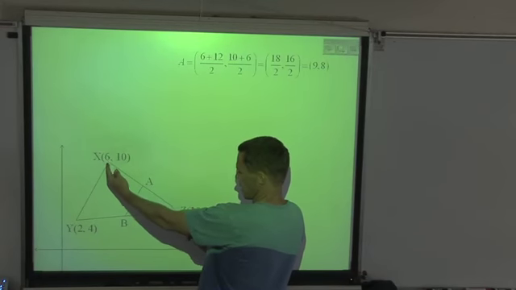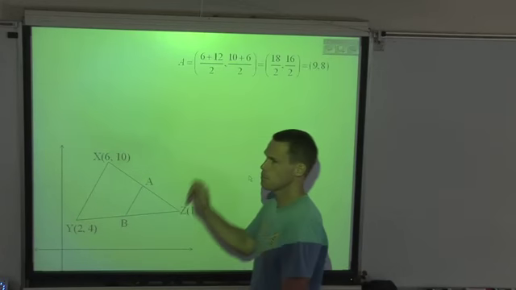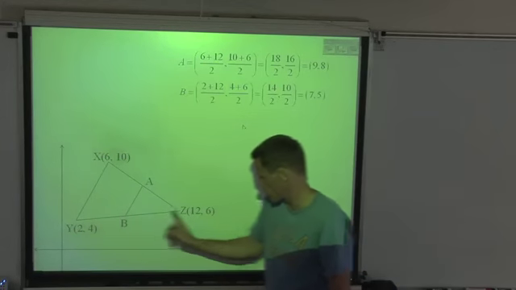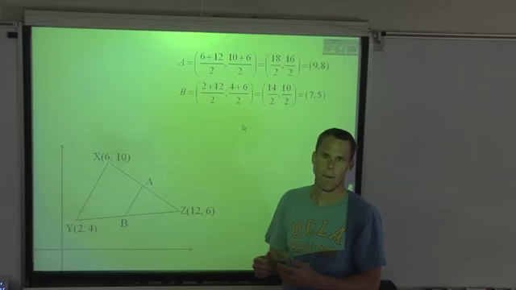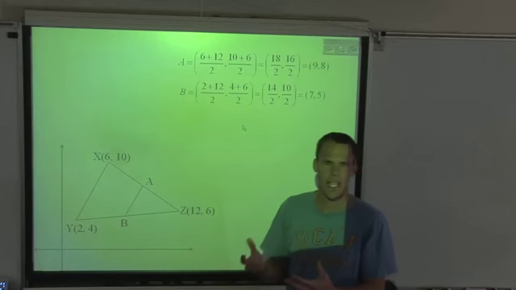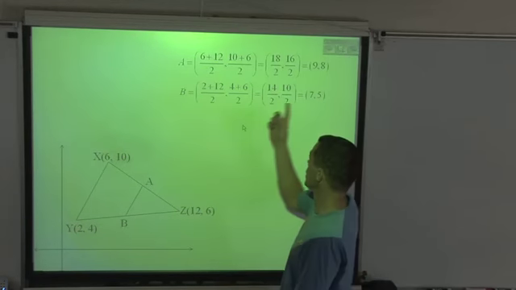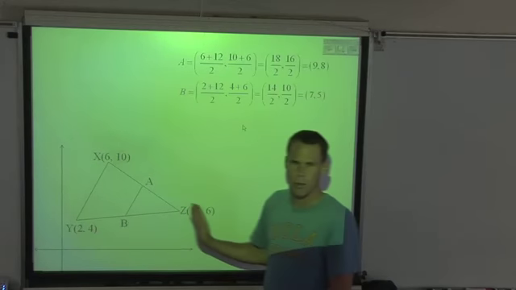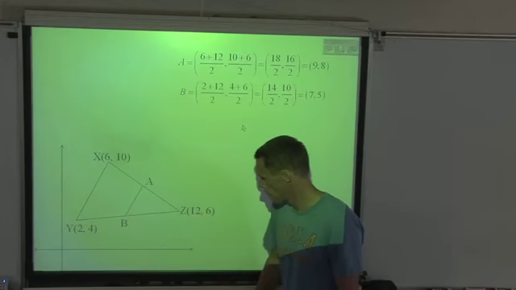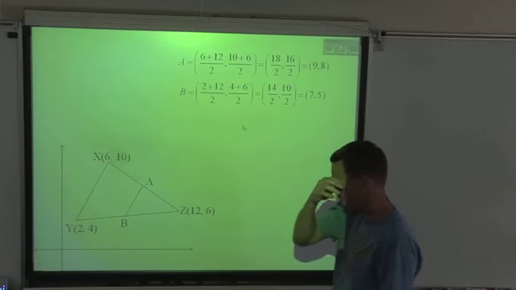On a number line between 6 and 12, we're at 9, and on the number line between 6 and 10, we're at 8. 9, 8. Now for point B, we're at 2 plus 12, which is 14, divided by 2 is 7. And 4 and 6, if we add those together, we get 10. Divide by 2, we're at 5. The midpoint B is at 7, 5. 7 is halfway between 2 and 12, and 5 is halfway between 4 and 6. So we have point A at 9, 8 and point B at 7, 5.